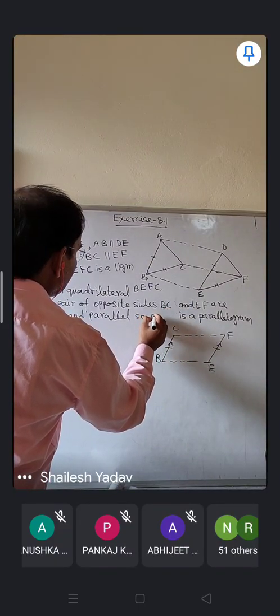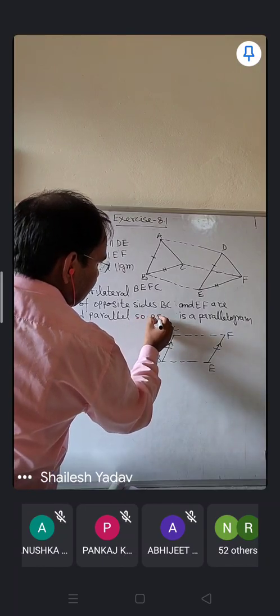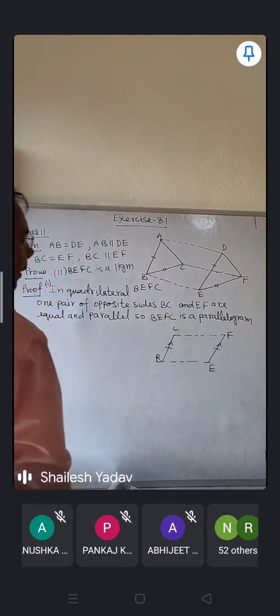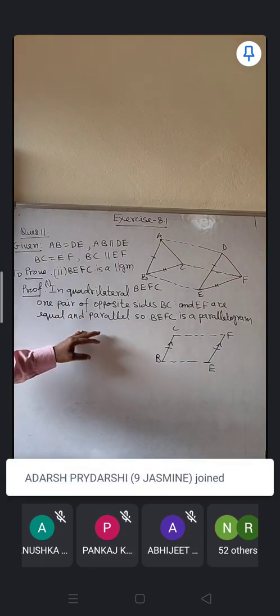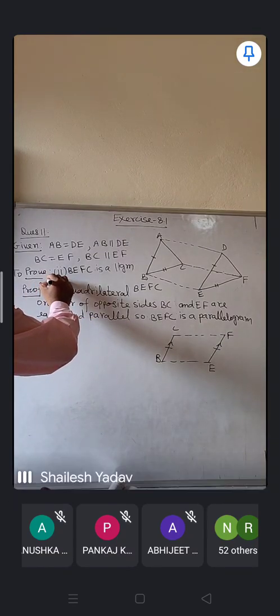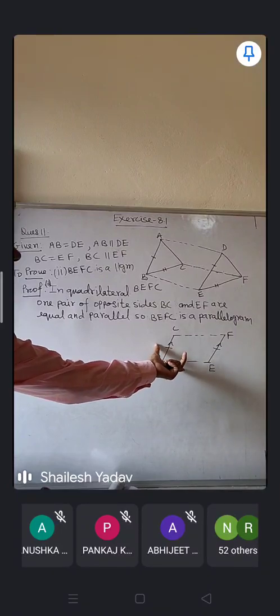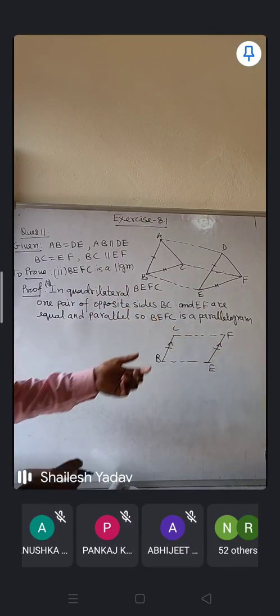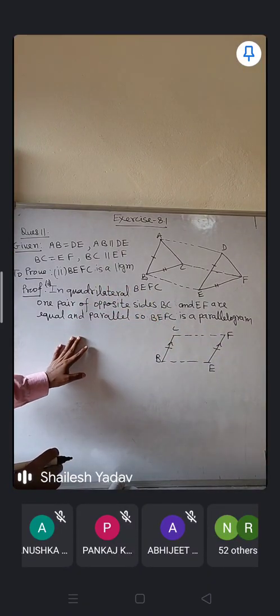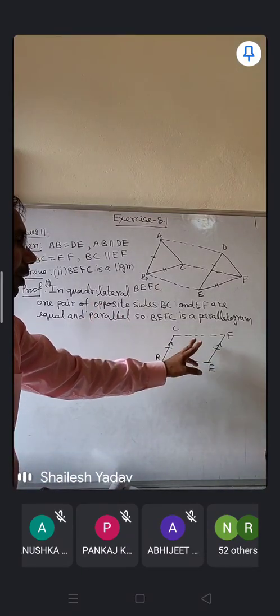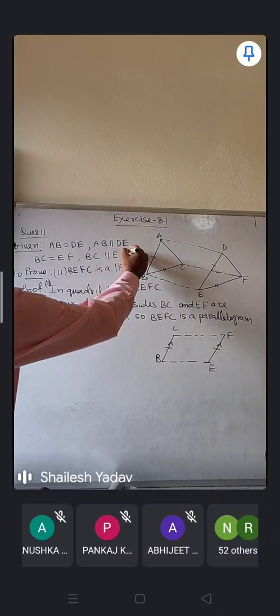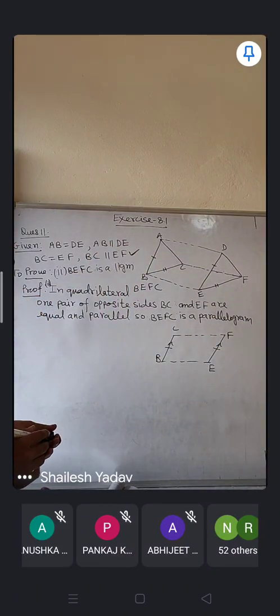So BEFC is a parallelogram. Again the same condition is there for the second part, so I only replaced the values. BEFC is also a parallelogram. The reason is that one pair of opposite sides is equal and parallel, which is already given in the question. So the second part is proved.